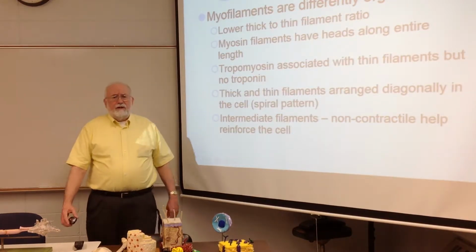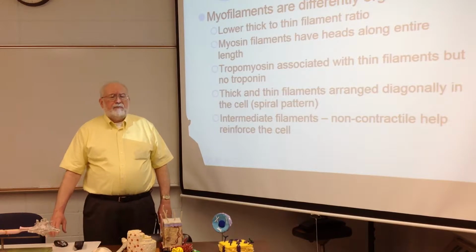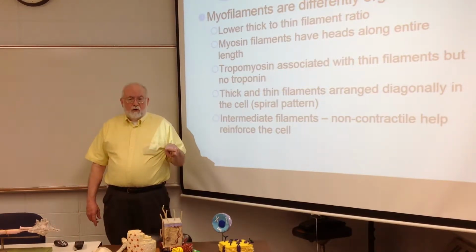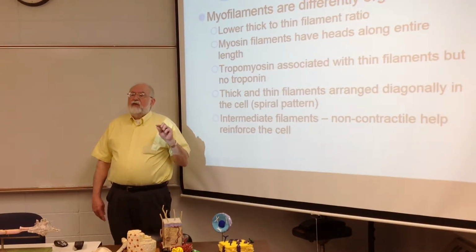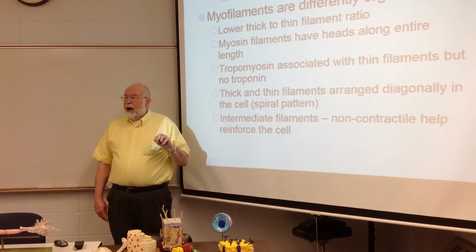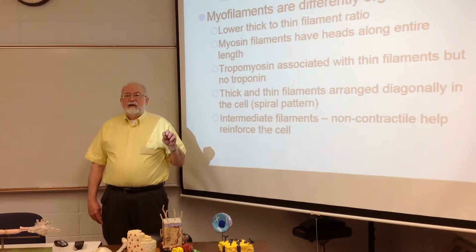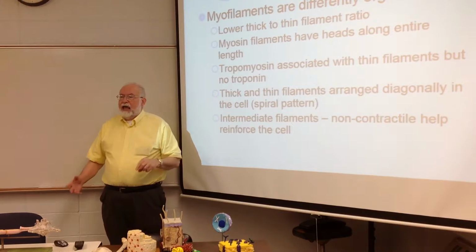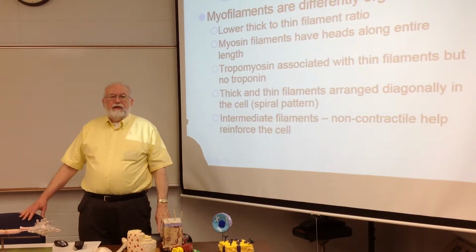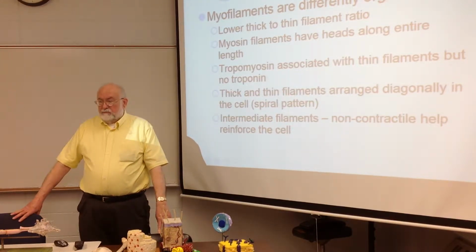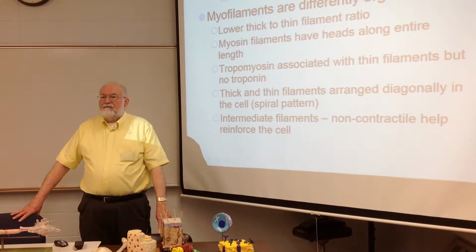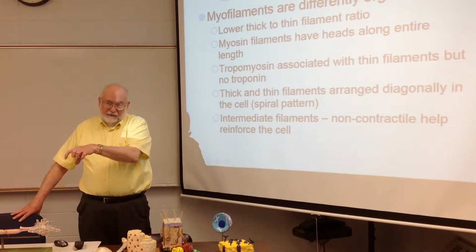All right, the myofilaments here are a little different. There are, again, thick and thin filaments like we've had before. But the thick filaments, which are myosin, have heads along their entire length. Now remember, where did you find the myosin heads in the case of the skeletal muscle? They just have the two heads right on the end. In this case, the myosin filaments have heads along their entire length.